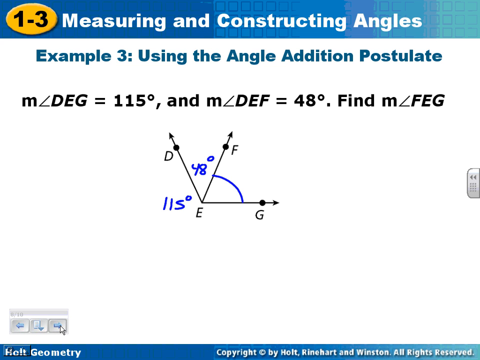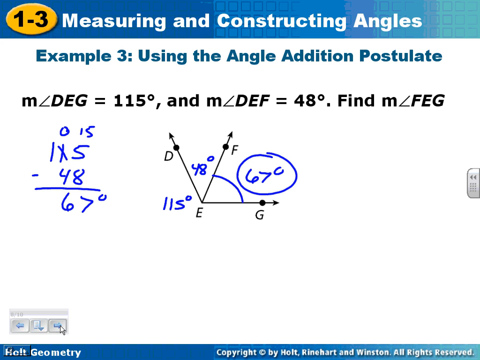So your choices are, do we add or do we subtract? It looks like we're going to subtract. 115, subtract the 48. So I need to borrow, make that a 0, 15, that's 7, 10 minus 4 is 6, 67. So it looks like this angle here would be 67 degrees. We subtract to get that. Let's try another one.